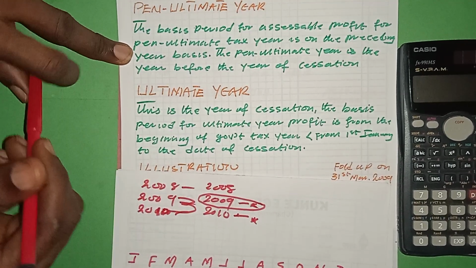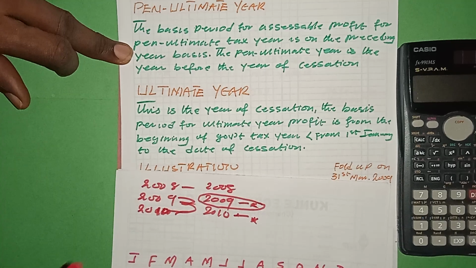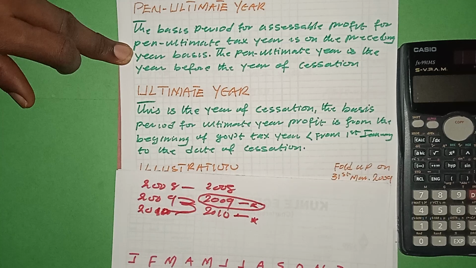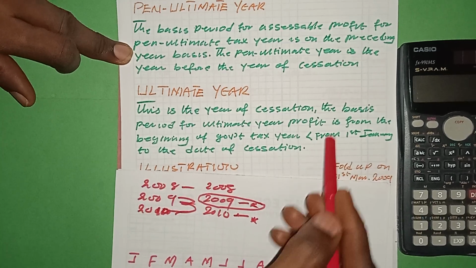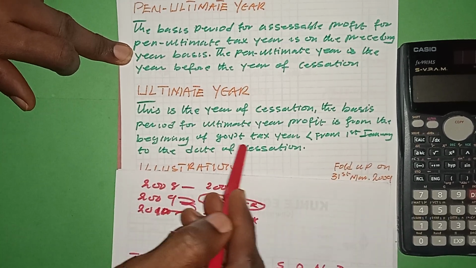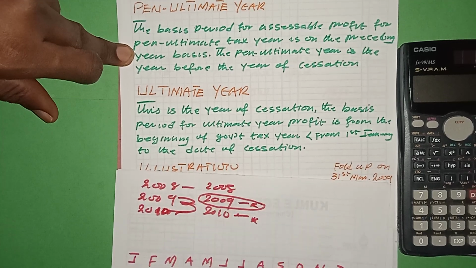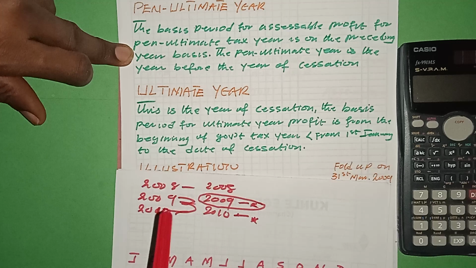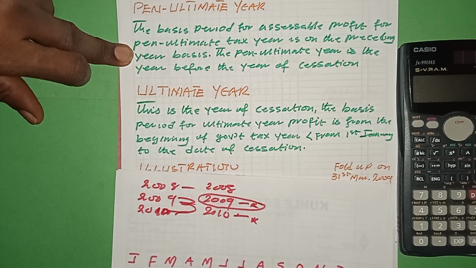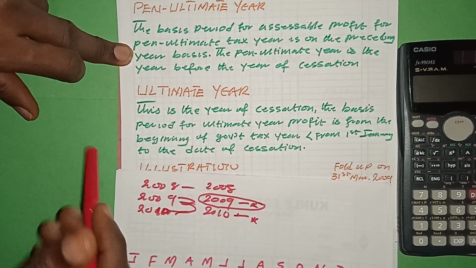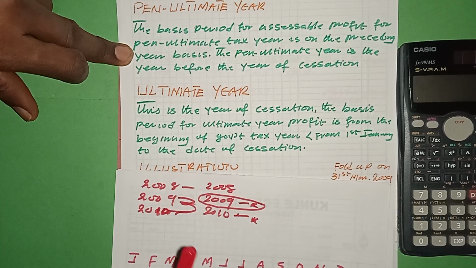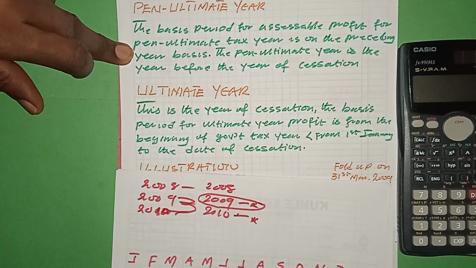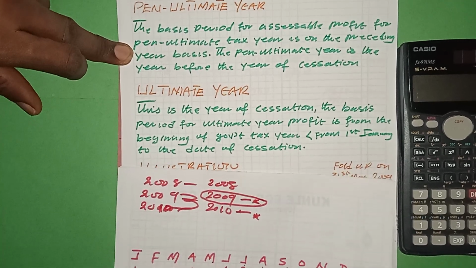Now, the ultimate year is saying that the year of cessation is from the beginning of the government tax year, which is 1st January, for example, 1st January 2020, to the end of cessation. When does the business end? Maybe the business is ending by March, by April, by May. Whenever the business is ending, that is when you make up the accounts to.